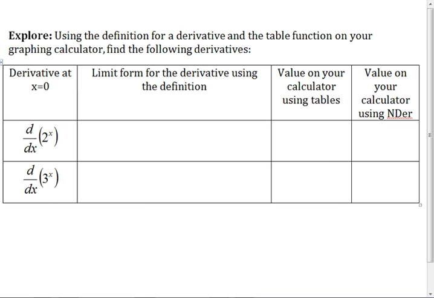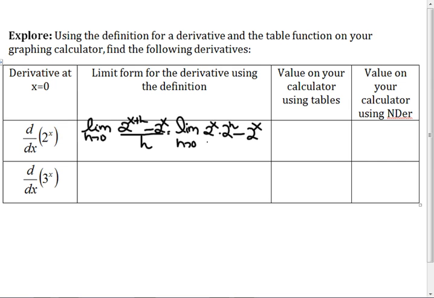Okay, here it is. The derivative with respect to x of 2 to the x, if I use the limit definition, is going to be 2 to the x plus h minus 2 to the x over h, which is the limit as h goes to 0. And I'm going to have 2 to the x times 2 to the h minus 2 to the x all over h. And I'm going to factor out 2 to the x. So it's 2 to the x, and it's 2 to the h minus 1 over h.